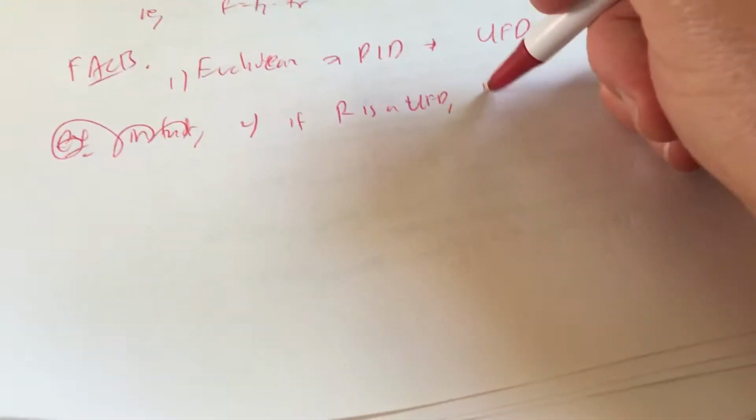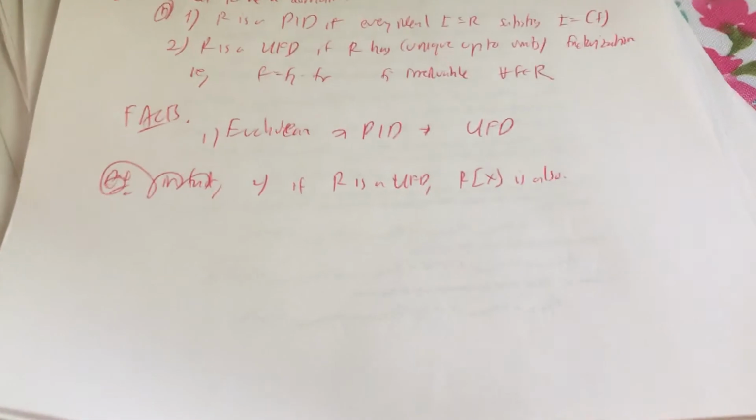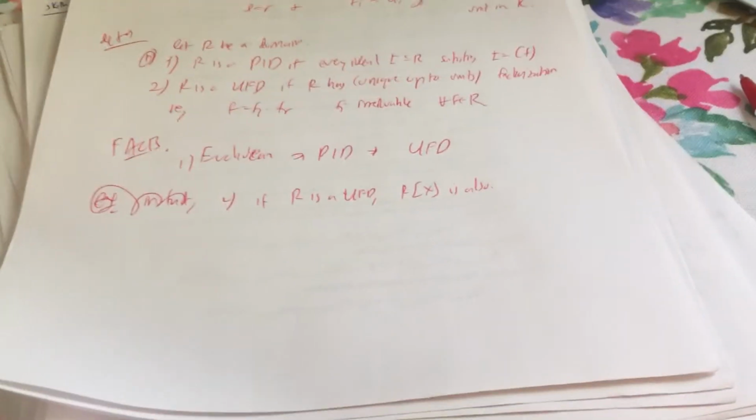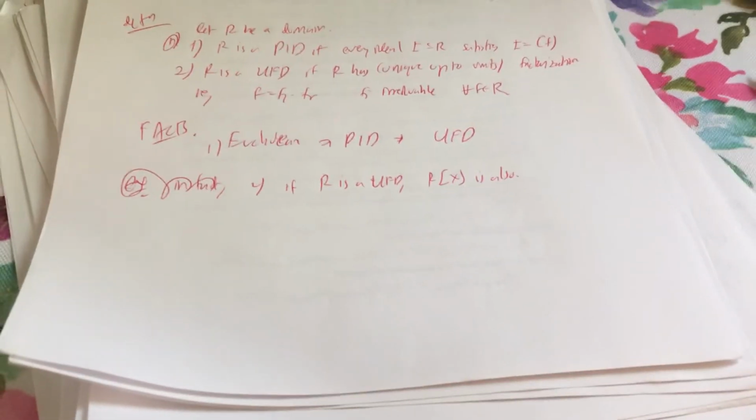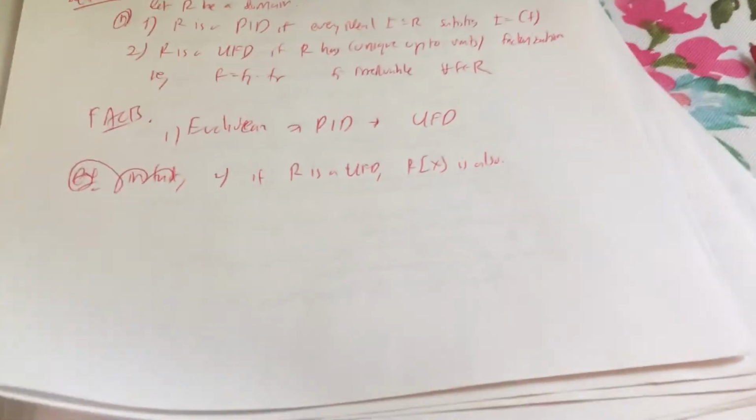Fact 2: if R is a UFD, R adjoin x is also. We probably won't get a chance to prove this, but that's an important and cool fact from basic ring theory. But that fact is not true for either of these other notions, PID or Euclidean.